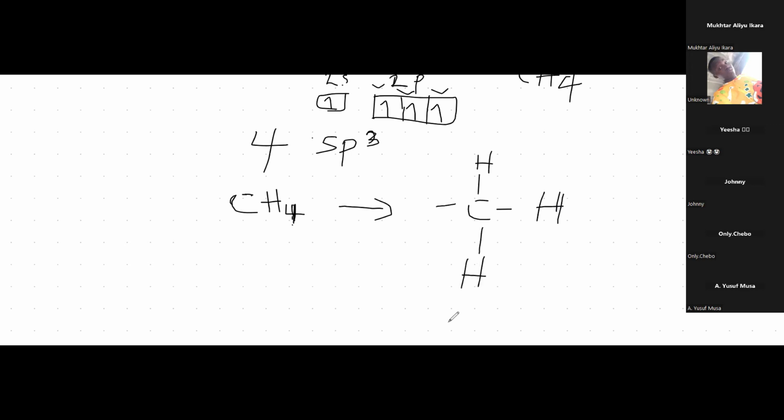So first we have carbon. So we count how many atoms are directly attached to this carbon. There are 4 atoms. There are 4 atoms of hydrogen. So we have 4 atoms of hydrogen that attach to the carbon directly. And then now we check whether this carbon has any lone pair of electrons.